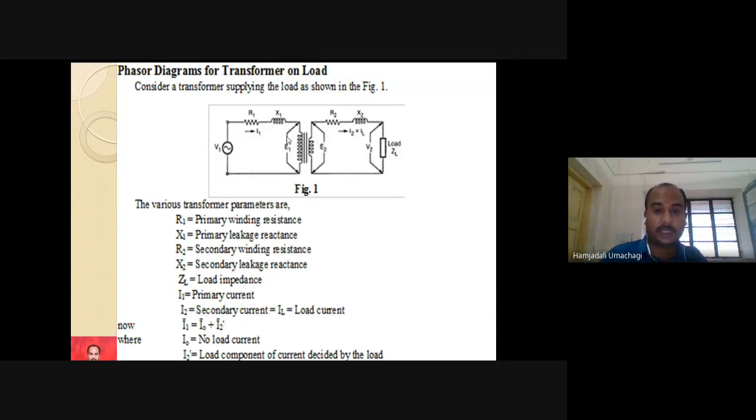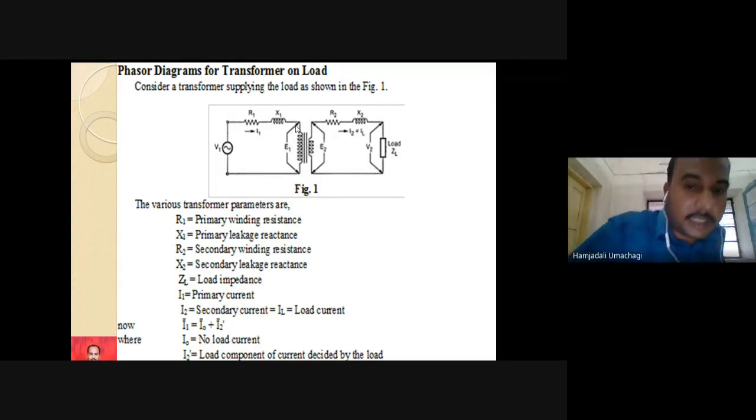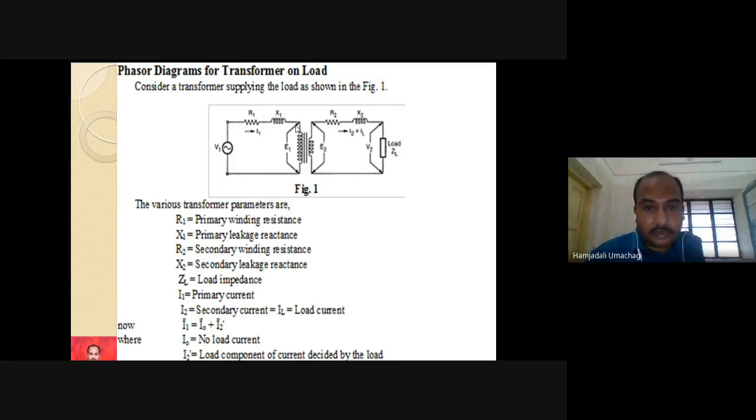But whatever currents that is flowing through the magnetizing branch, that we are going to consider here. That is I1 is equal to I0 plus I2 dash. You may ask the question, very good. Sir, where is that I0 and I2 dash? I0 is flowing through the magnetizing branch and I2 dash is the load current. Are you getting my point? Just for making the things easier, we are not showing that magnetizing branch. If I show that magnetizing branch here, then simply it is going to create problem while analyzing the circuit. Are you getting?